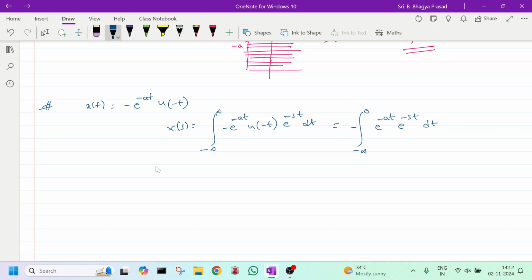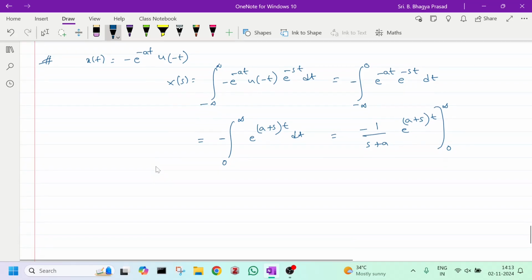I will change the integration limits from negative time to positive time. So the integration from 0 to infinity will be e power (a plus s) into t dt. This will be minus 1 by s plus a times e power (a plus s) into t, substituting the limits 0 to infinity.